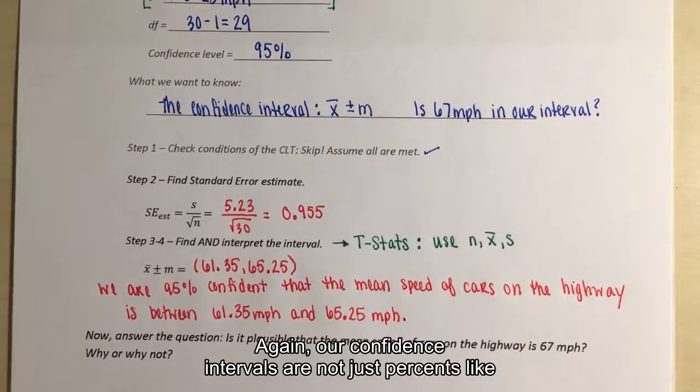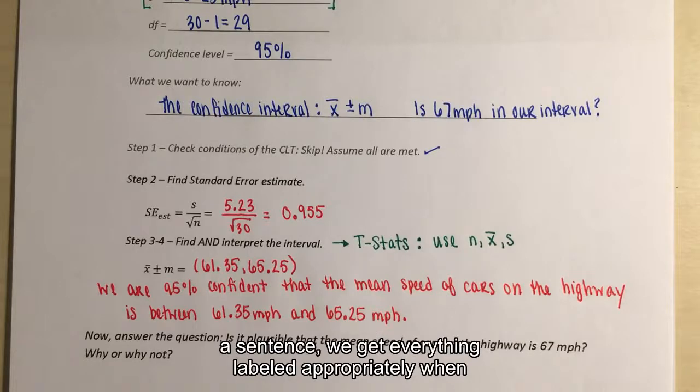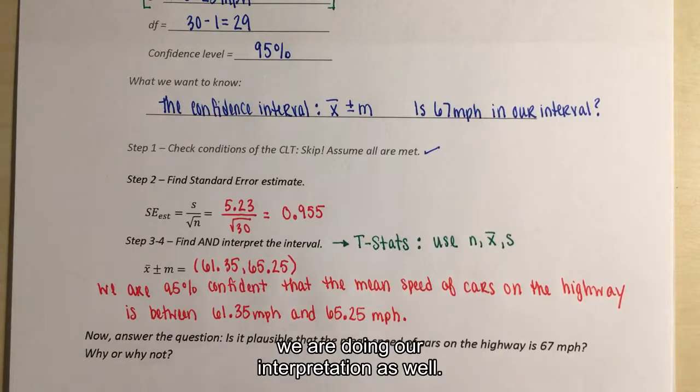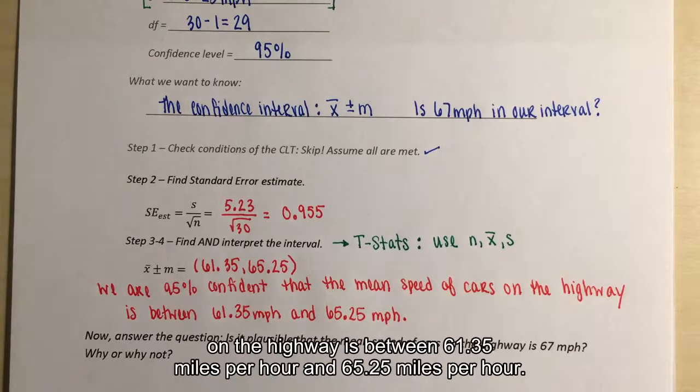Again, our confidence intervals are not just percents like they were back in chapter 7. So we want to make sure we get a nice sentence and get everything labeled appropriately when we are doing our interpretation as well. So we are 95% confident that the mean speed of cars on the highway is between 61.35 miles per hour and 65.25 miles per hour.